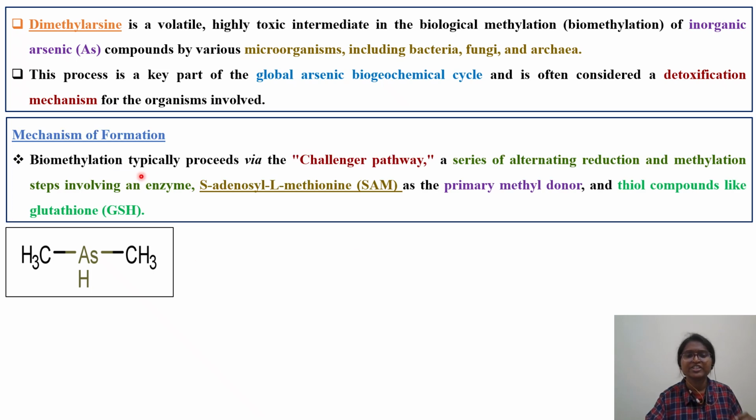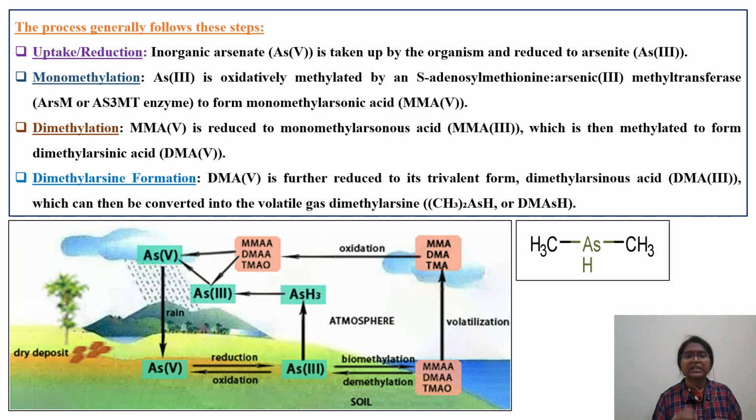So biomethylation typically proceeds by the Challenger pathway. A series of alternating reduction and methylation steps are involved. And what is the enzyme involved? S-adenosyl L-methionine. This acts in the process as the primary methyl donor. S-adenosyl methionine will facilitate transfer of the methyl group to arsenic, along with thiol compounds like glutathione, GSH. Okay, so what is the process?